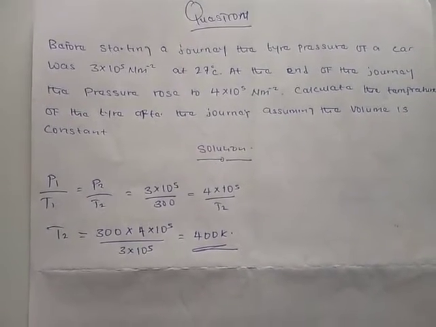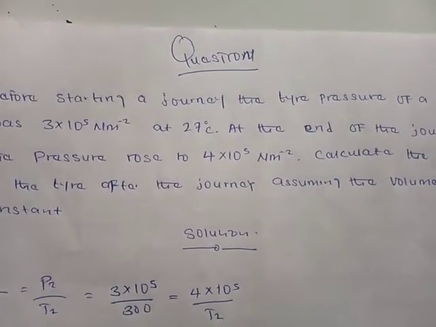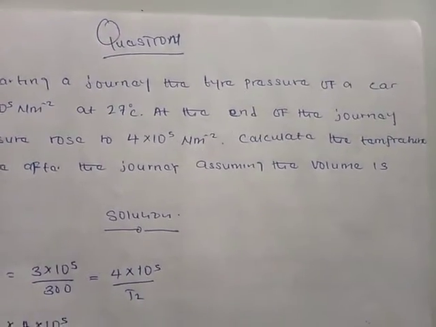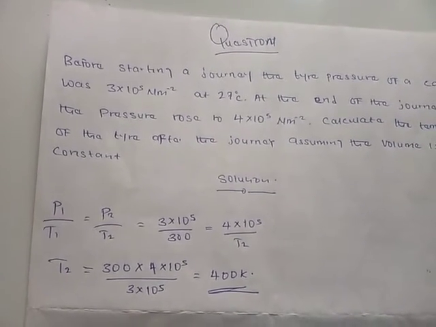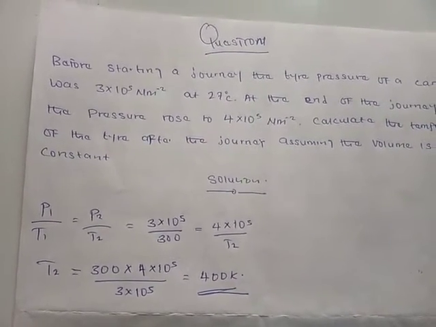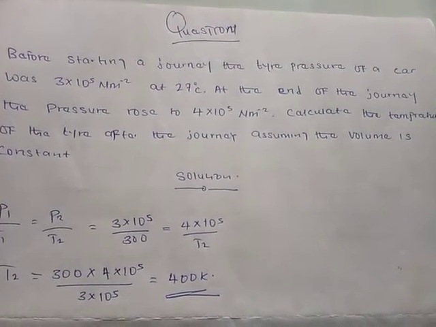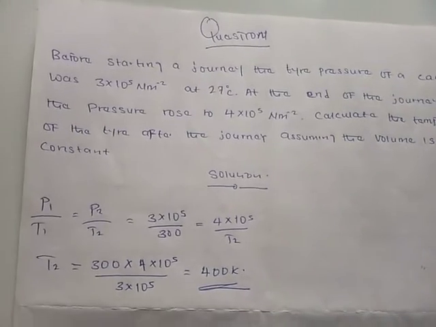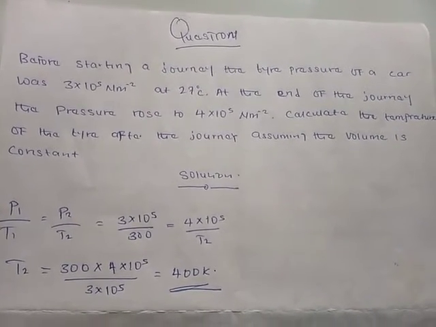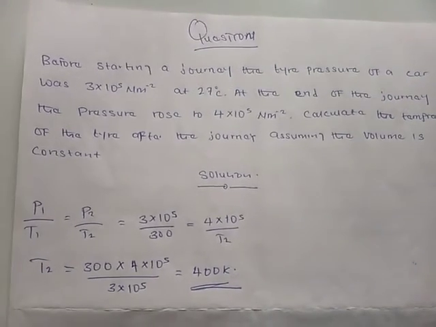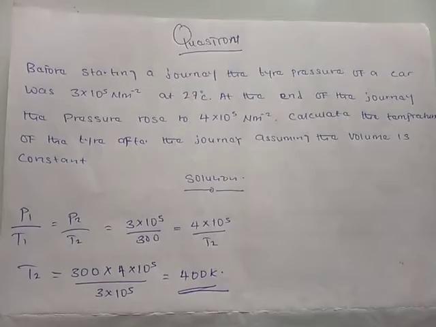Another question says, before starting a journey, the tire pressure of a car was 3.3 times 10 raised to the power 5 Newton per meter squared at 27 degrees Celsius. At the end of the journey, the pressure rose to 4 times 10 raised to the power 5 Newton per meter squared. Calculate the temperature of the tire at the end of the journey, assuming the volume is constant.